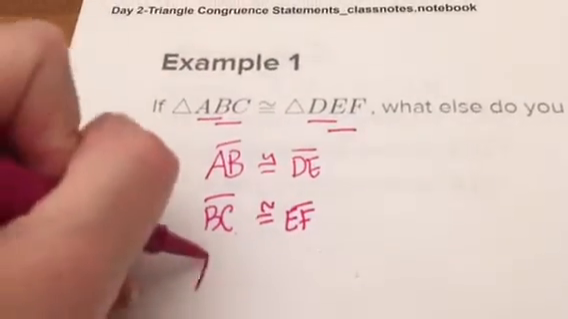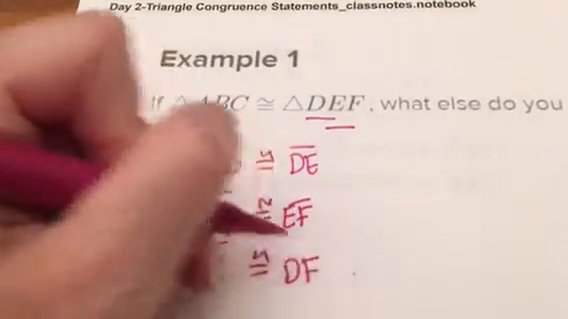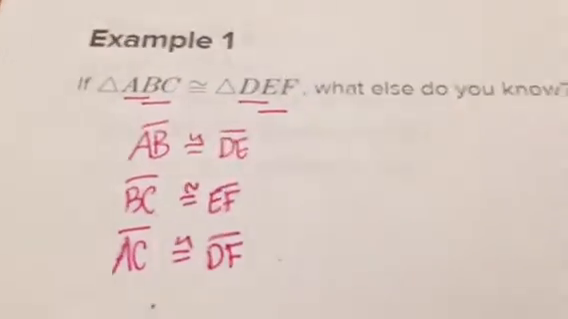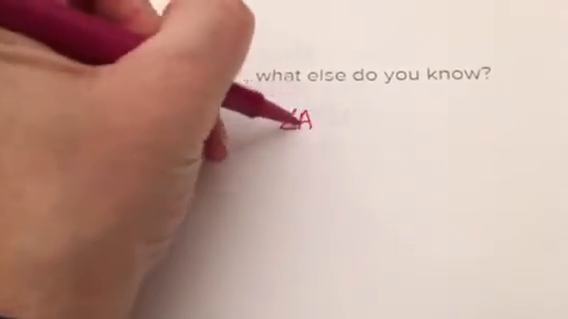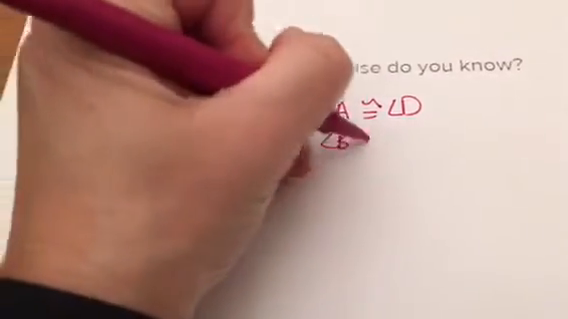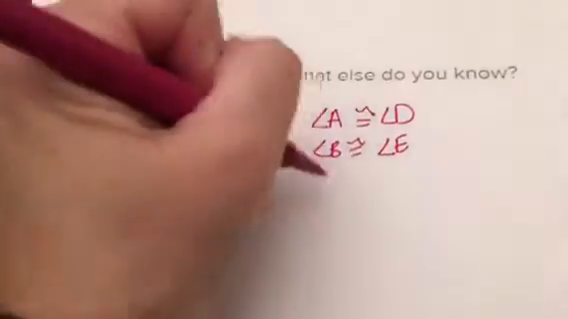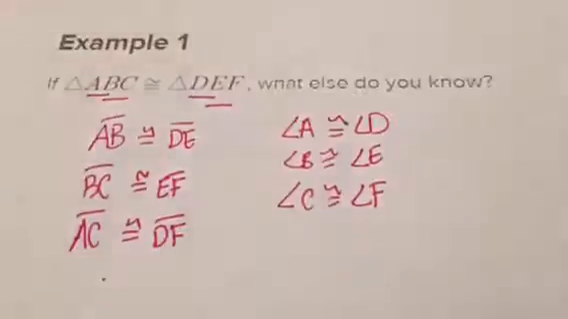And I know that AC is congruent to DF. I also know that my angles have to match up. So angle A is congruent to angle D. Angle B is congruent to angle E. And angle C is congruent to angle F.